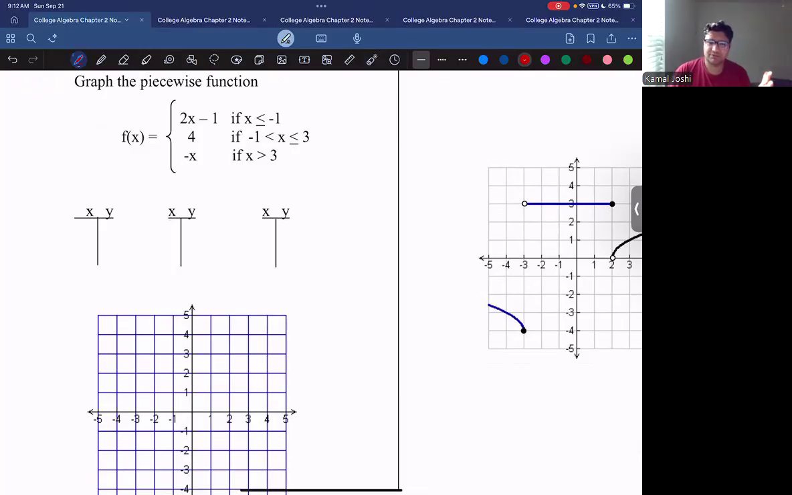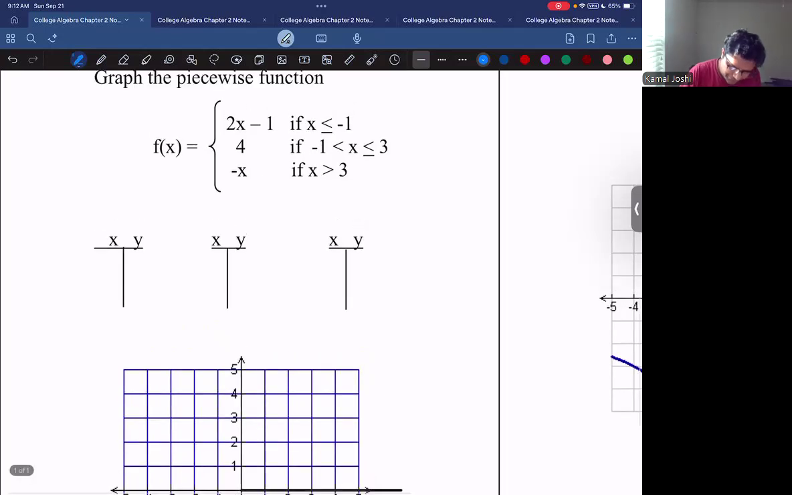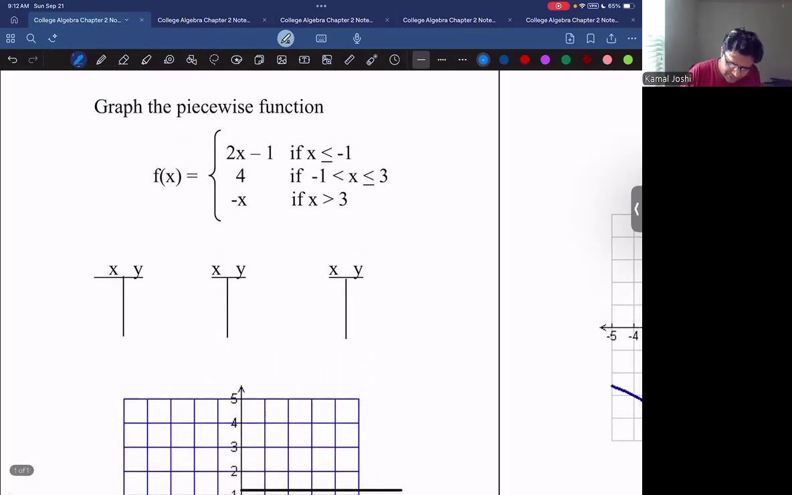If it is some other function, not a straight line, if you have x square or x cube, if you want more confidence, you can take like 3 or 4 points for that particular region, and then draw a freehand sketch. Okay. In this case, we just need 2 points at the most. Actually, for the second rule, we will not need. I'll explain. 2x minus 1.